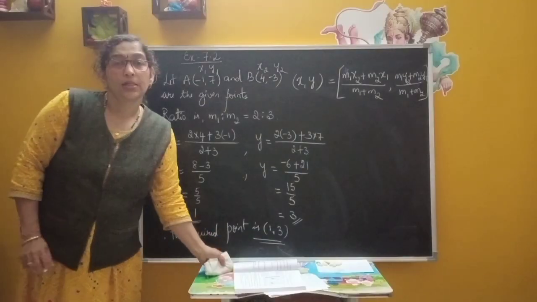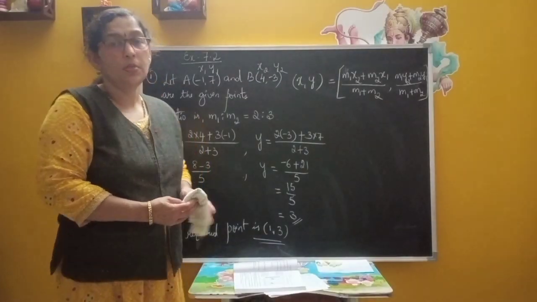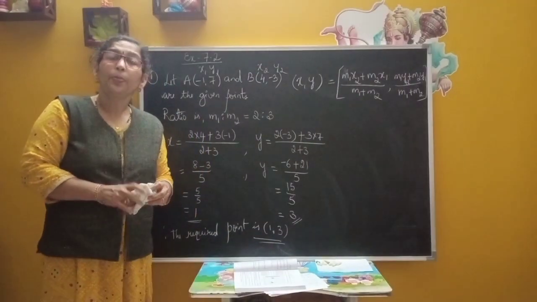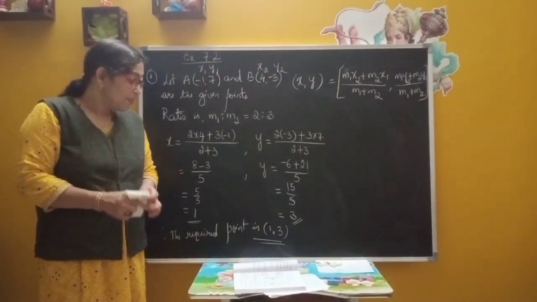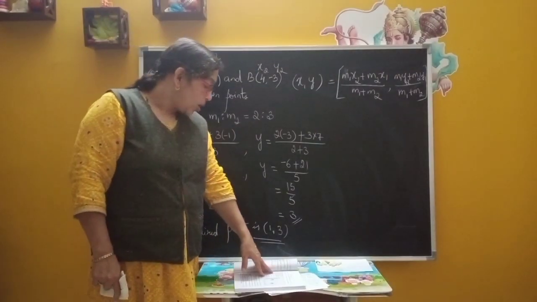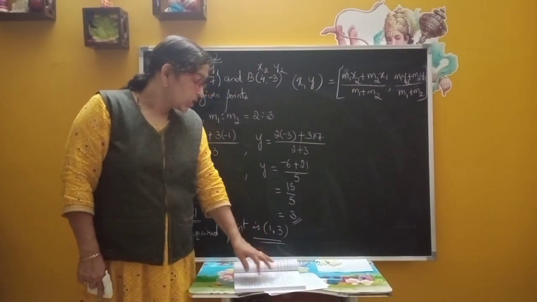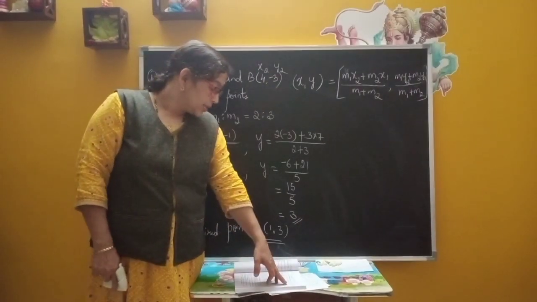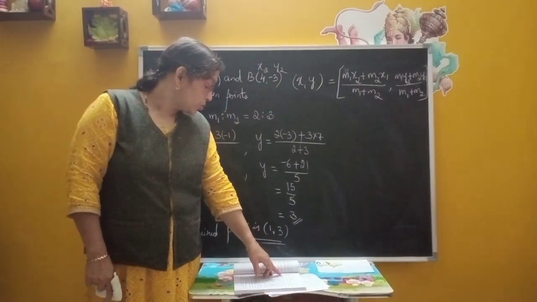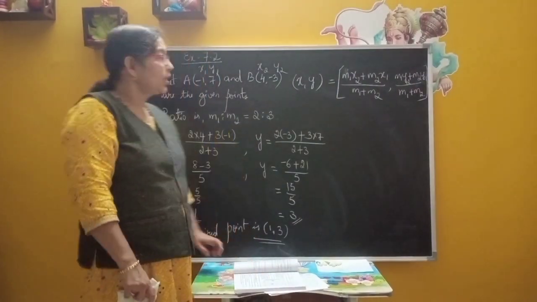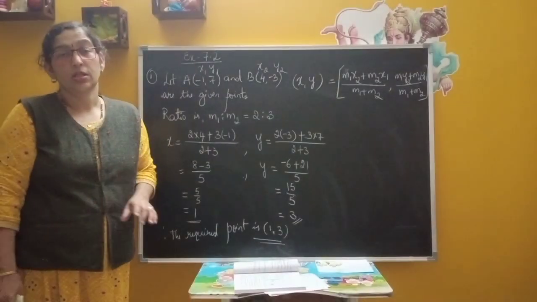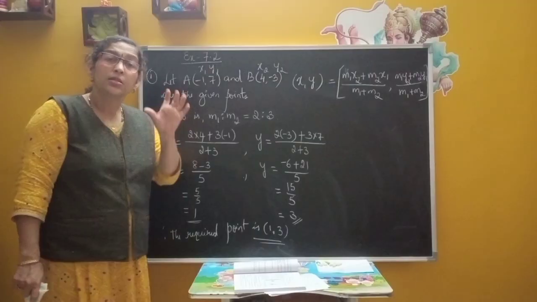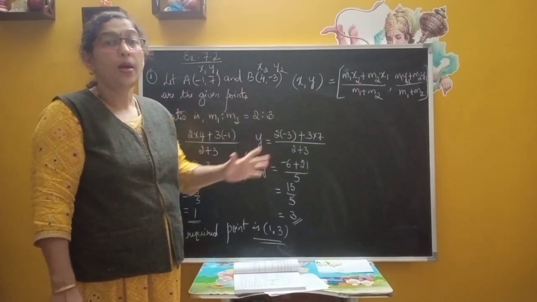Okay, now let us go with second problem in this exercise. One of the important problems in this exercise. The problem is: find the coordinates of the points of trisection of the line segment joining 4, -1 and -2, -3. Okay, what do you mean by trisection? Trisection means dividing into 3 equal parts.